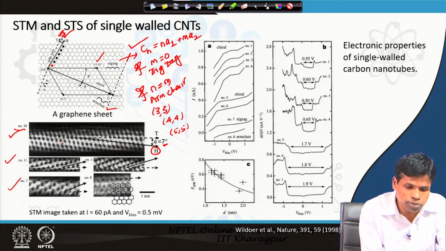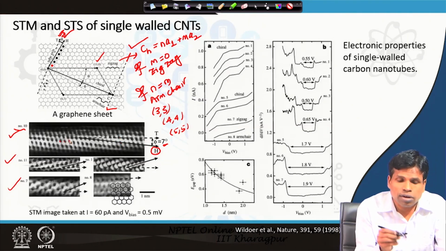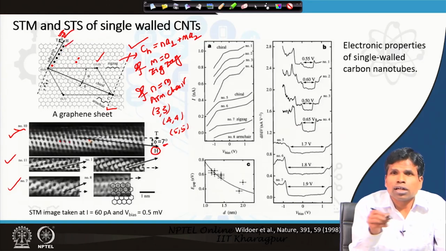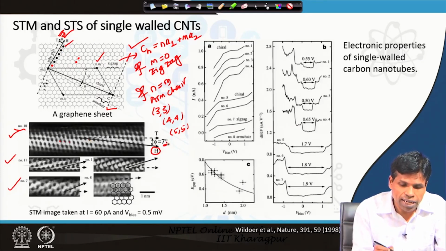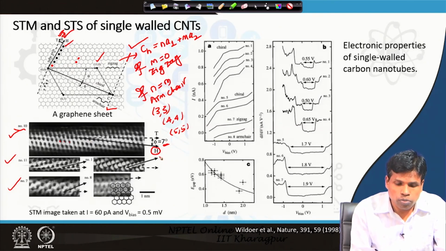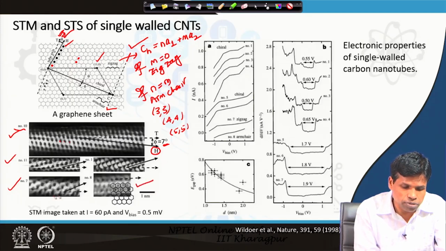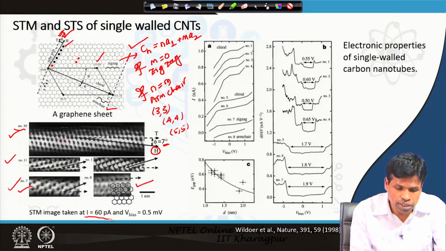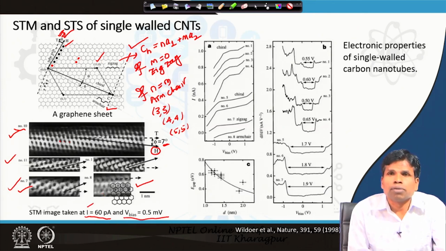because these darker places are the middle of the hexagon, as mentioned here, and the brighter portions are the atomic positions of the carbon atoms. In this way, the chiral angle can be measured. From the chiral angle, it can be known whether it is a chiral tube or an armchair, this is like an armchair tube, this is like a zigzag tube. This measurement was done with a bias voltage of 0.5 millivolt with 60 picoampere of current.